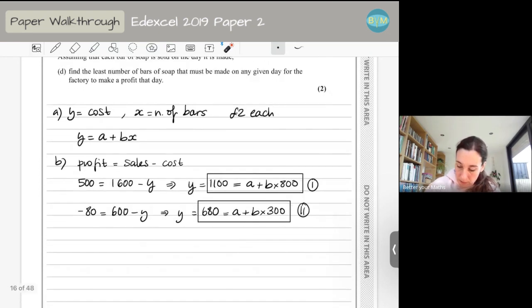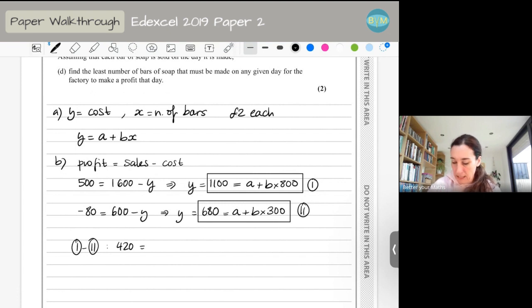So I could, for example, subtract them to get rid of the A. So I have 1,100 minus 680. So I have 420, just doing 1 minus 2. I have 420, A minus A are gone, and I have 500B, which means that B is 420 divided by 500, which is the 0.84 that we needed. So that's good.